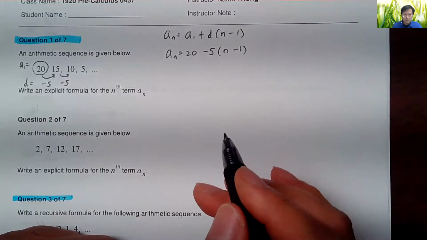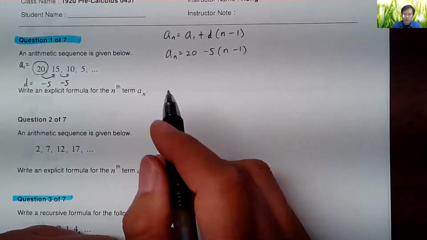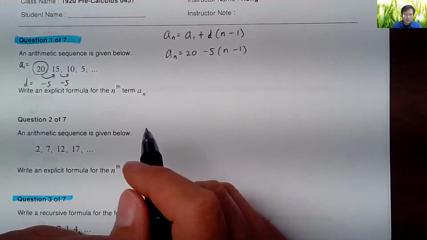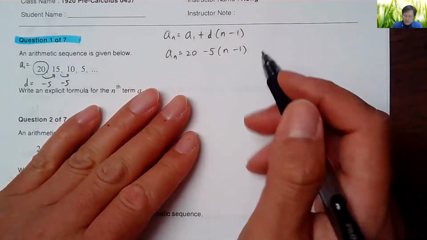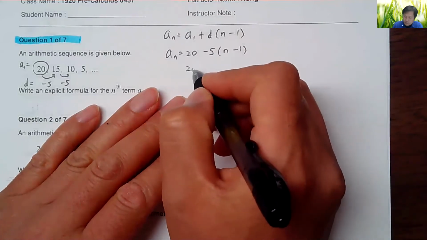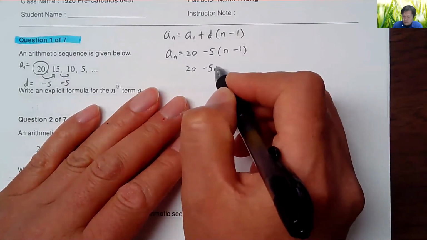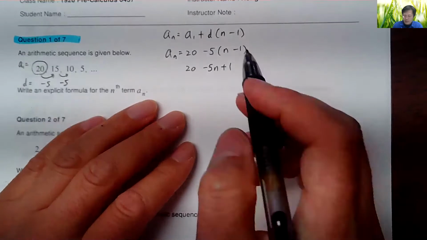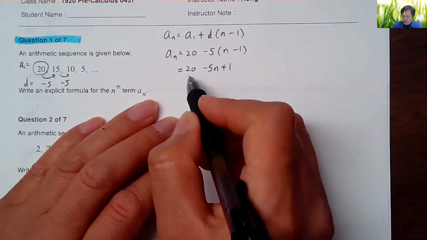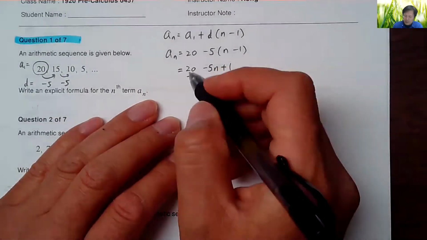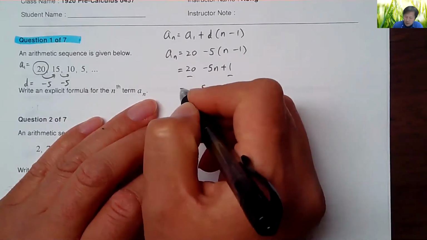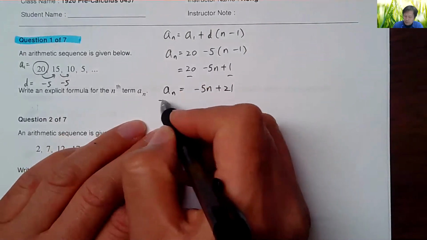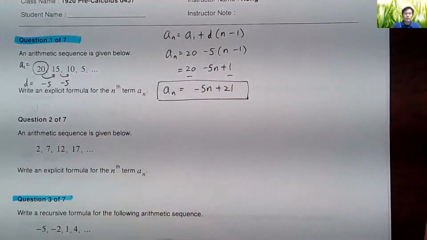Many times you would have to distribute and combine like terms. For a simplified form, 20 minus 5 distribute. Then 20 and 5 combine like terms: a sub n equals minus 5n plus 25 is the final answer.